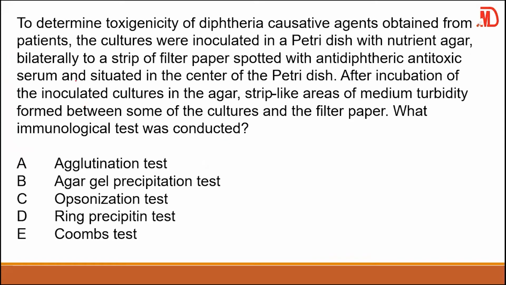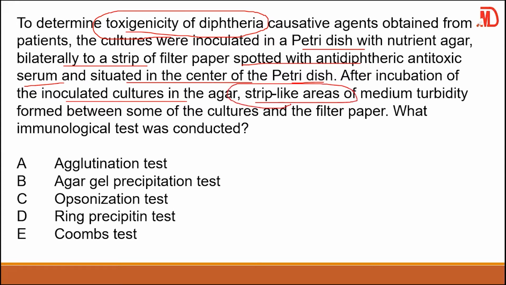To determine toxicity of diphtheria causative agents obtained from the patients, the cultures were inoculated on a petri dish with nutrient agar bilaterally to a strip of filter paper supported with anti-diphtheric antitoxic serum and situated in the center of the petri dish. After incubation of the inoculated culture in the agar, strip-like areas of medium turbidity formed between some of the cultures and the filter paper.